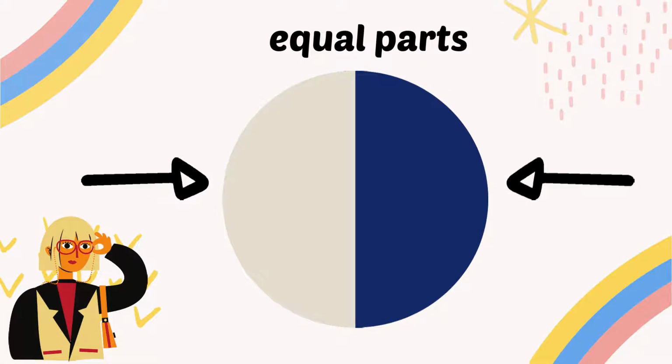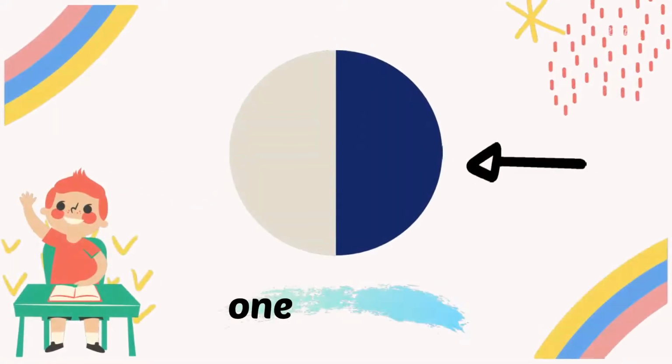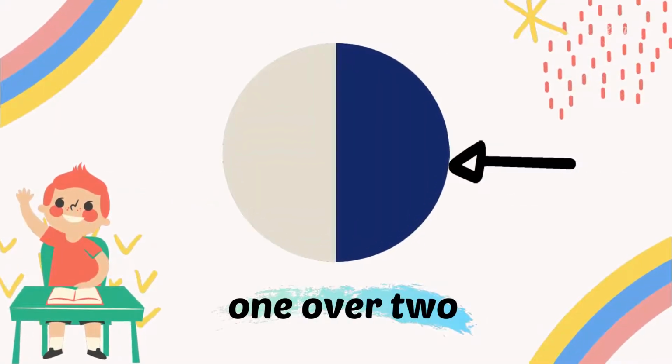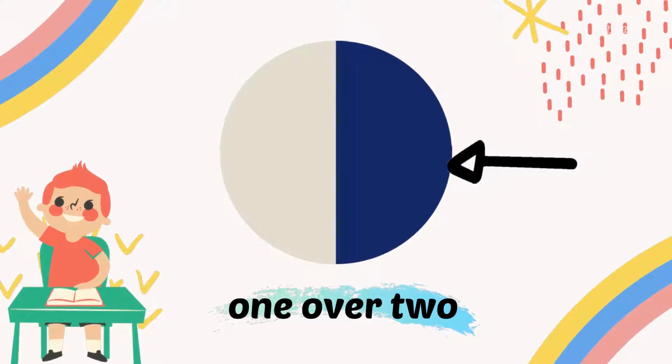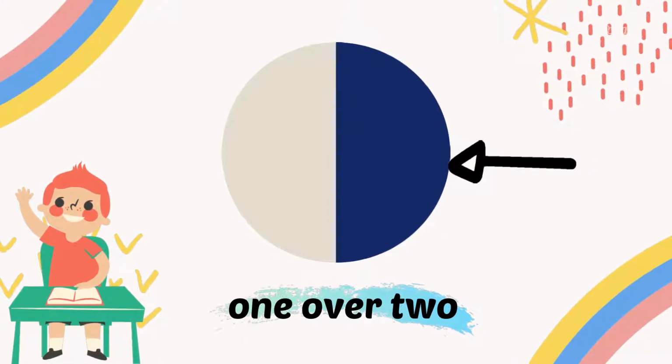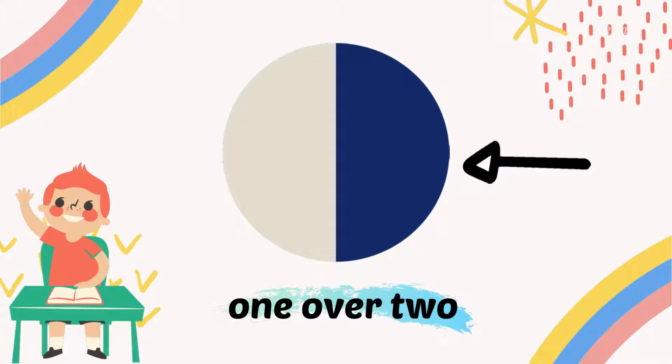Alright. So just now we have one shaded region and we have two equal parts. So we're going to say the fraction for this diagram is 1 over 2. I repeat, we say 1 over 2 as we have one shaded region from two equal parts.